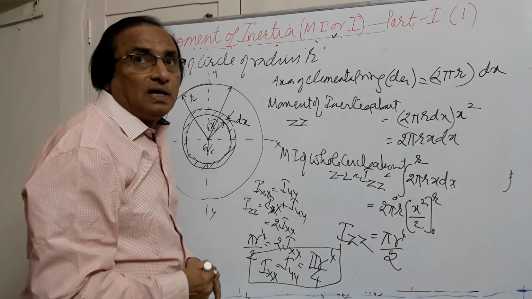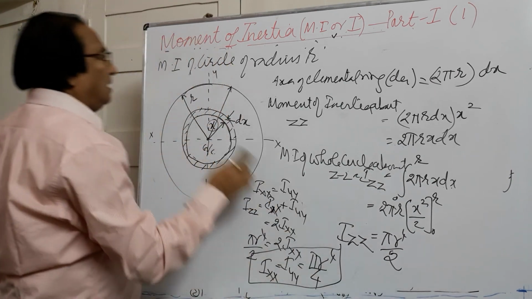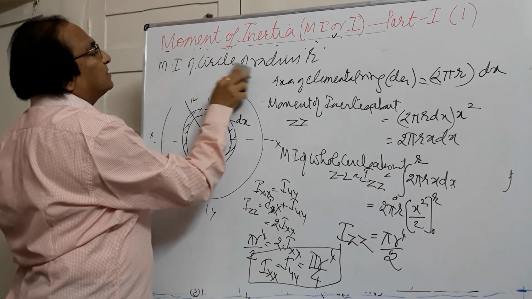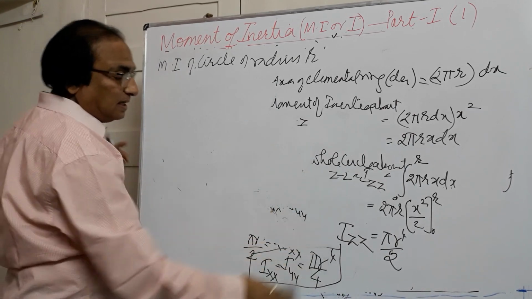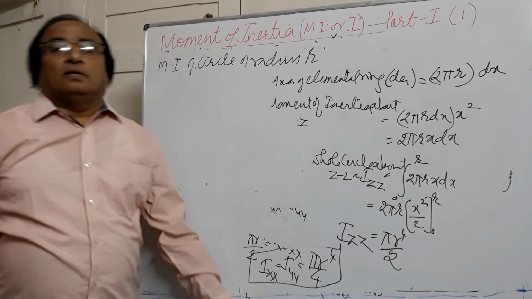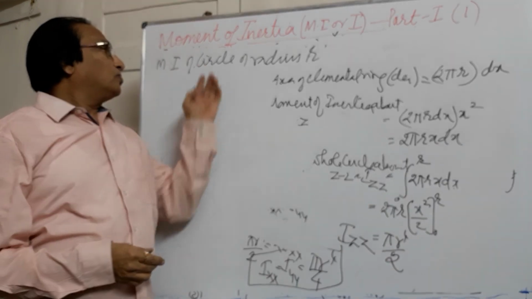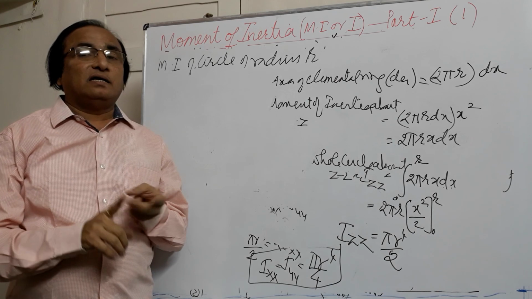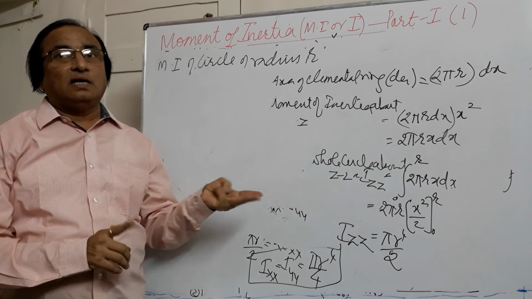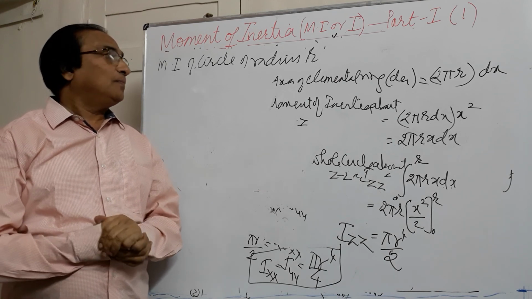We will go to the moment of inertia of other figures in the next video. So we are left with the triangle, semicircle and quarter circle, which we will see in the next video.